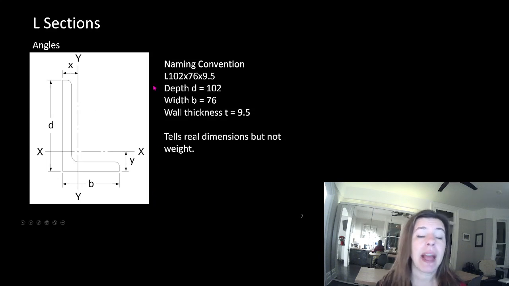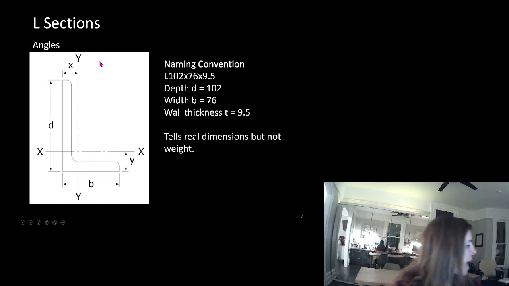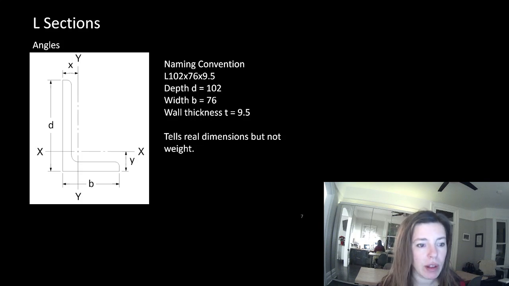Angles. Angles are still a hot rolled section. You can see by that filleted corner here and here. So these would use an FY of 345. I'm going to add that to all of these slides.